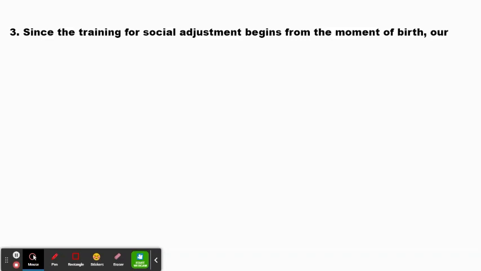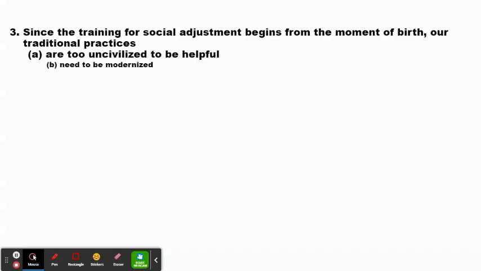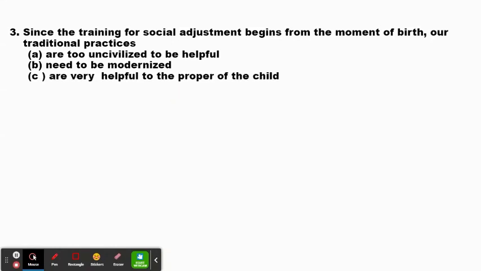Since the training for social adjustment begins from the moment of birth, our traditional practices, A, are too uncivilized to be helpful, B, need to be modernized, C, are very helpful to the proper upbringing of the child, and D, make the child a stranger to modern civilization.